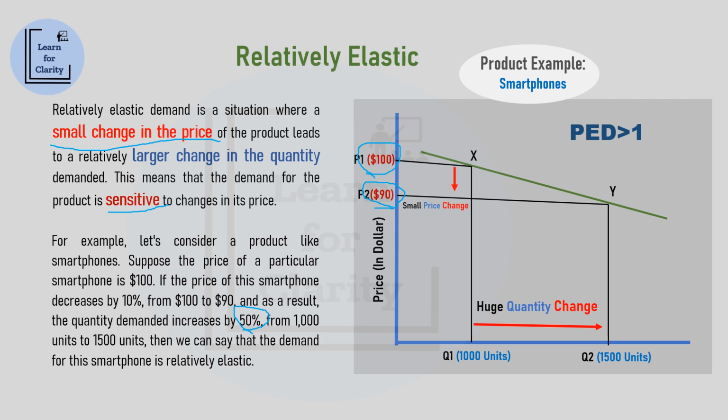Relatively elastic demand is often associated with products that have close substitutes, such as smartphones, soft drinks, and clothing. Consumers have many alternatives to choose from, and therefore, a small increase in the price of one product can cause a significant decrease in the demand for that product, as consumers switch to other similar products. In summary, relatively elastic demand occurs when a small change in price results in a relatively larger change in the quantity demanded, indicating that the demand for the product is sensitive to changes in its price.